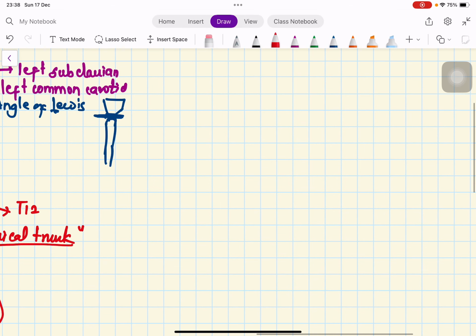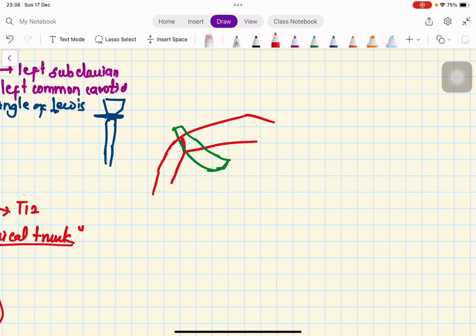Now this subclavian artery, after it crosses the outer border of the first rib, we call this the axillary artery. What is this called? The axillary artery. Now let's talk even more. This is the axillary artery, right?